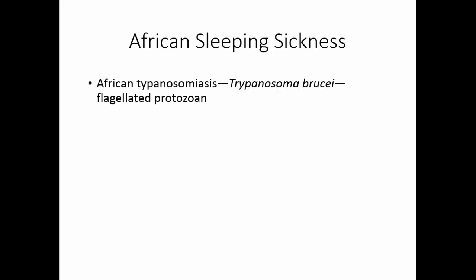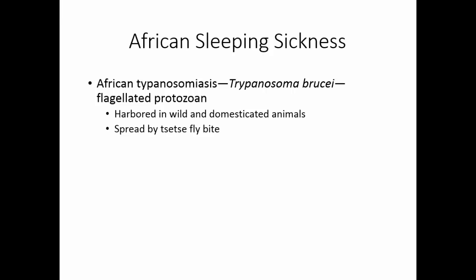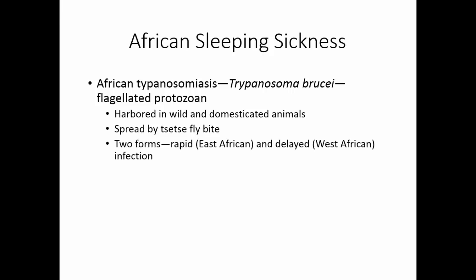African sleeping sickness or African trypanosomiasis is caused by Trypanosoma brucei. This is a protozoan, so this is a parasitic disease. This particular protozoa has flagella. The organism is harbored in wild and domesticated animals, and it's spread to humans by the tsetse fly bite. There are two forms, a very rapidly progressive form that is found in East Africa and a more delayed form that is found in West Africa.